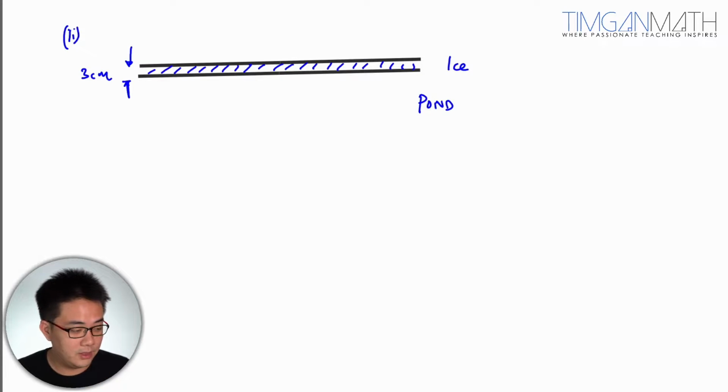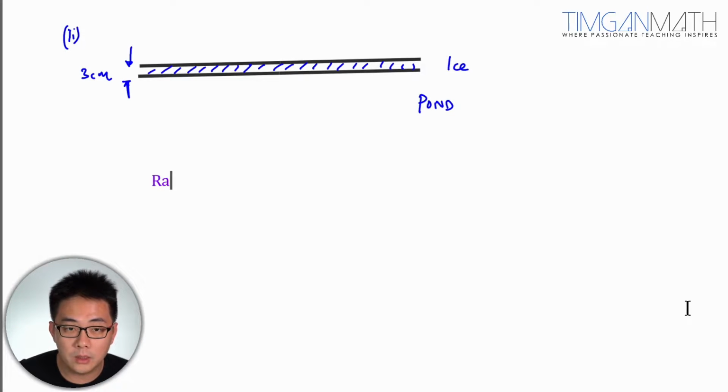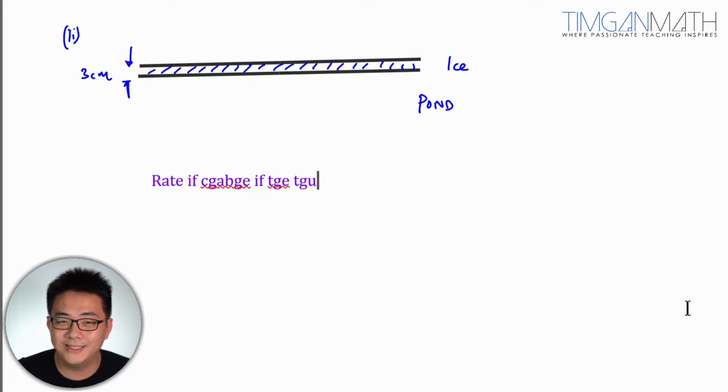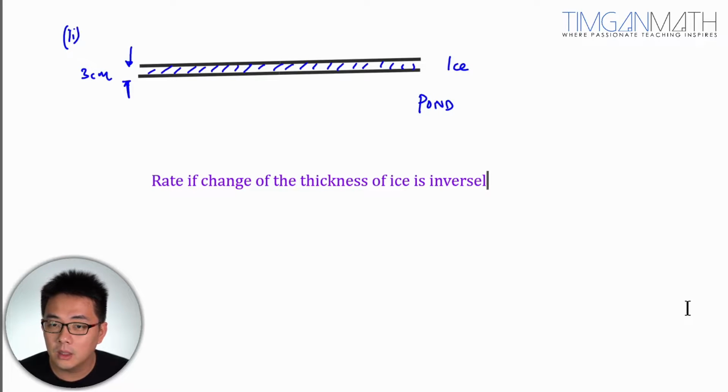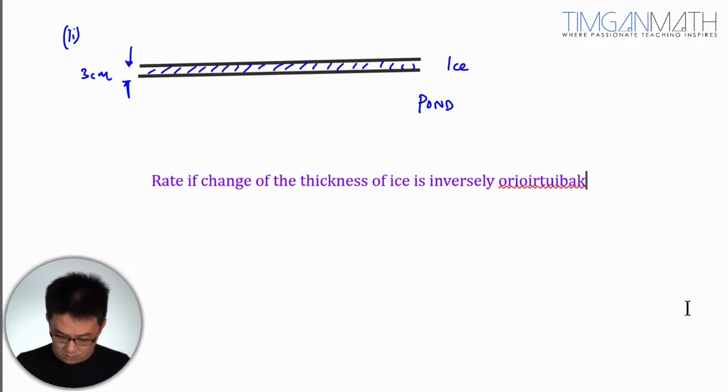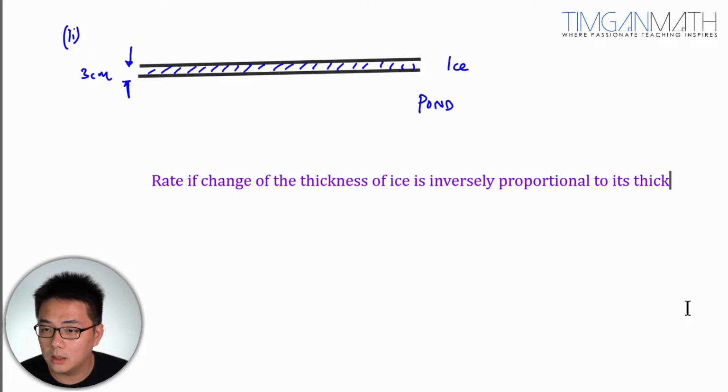Okay, maybe I type this out. The keyword here is the rate of change of the thickness. The rate of change of the thickness of ice is inversely proportional to its thickness. These are the keywords.